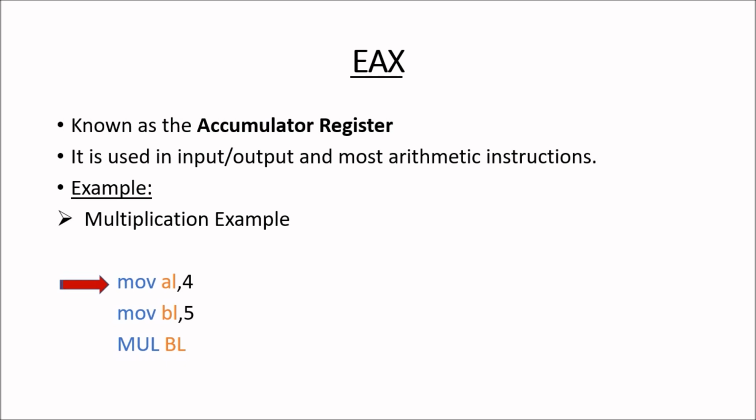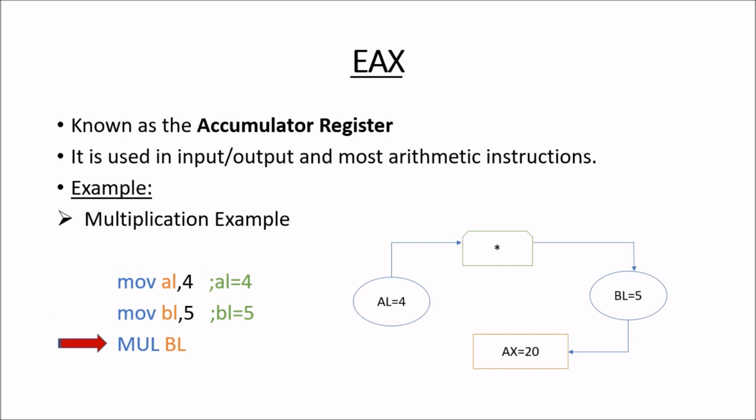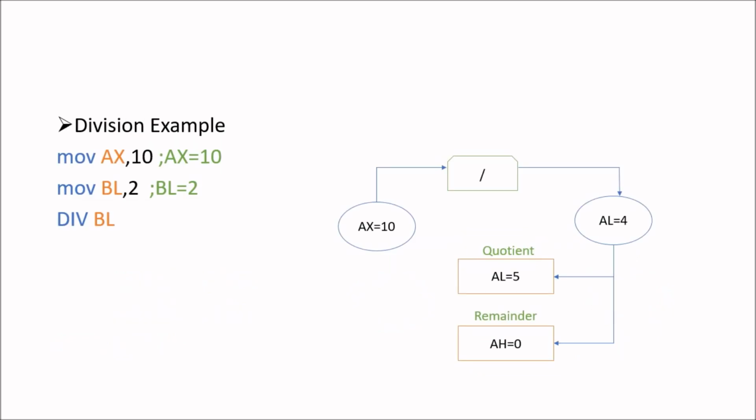So we have an example here, where the first line of code moves the value 4 into AL register. Similarly, the second line moves the value 5 into BL register. Now the third line takes whatever the value is of AL register, multiplies it with BL register, and stores the result in AX register. In the same manner the division is also done.